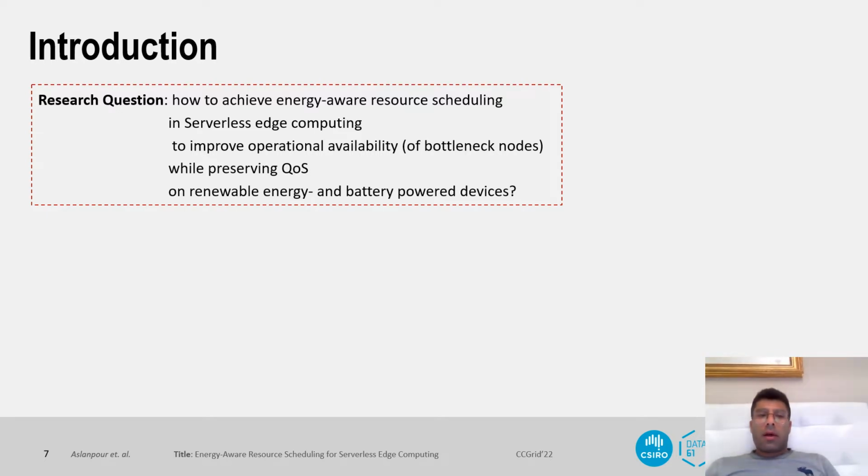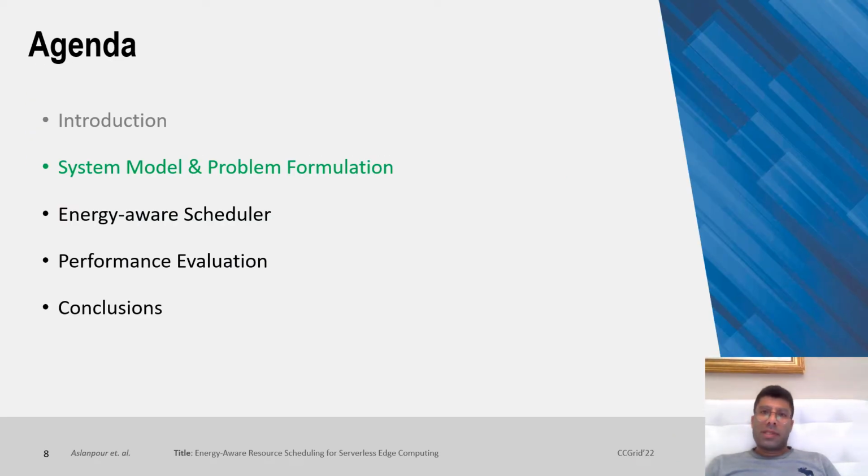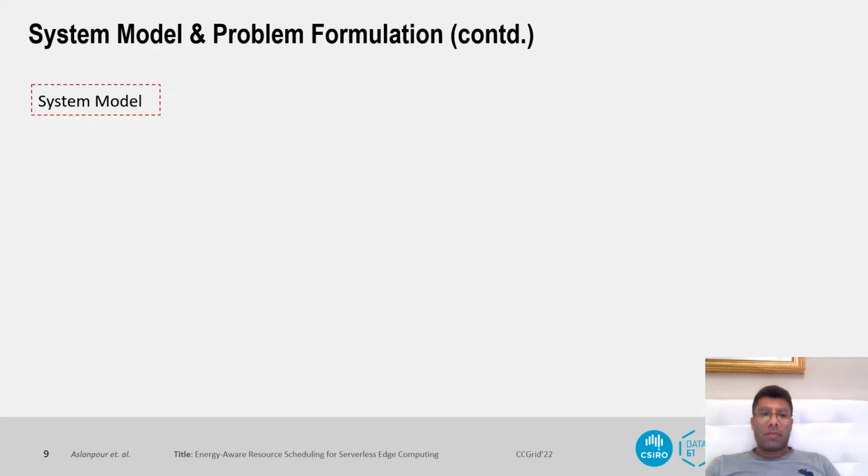Based on this, we reached this question: how to achieve energy-aware resource scheduling in serverless edge computing to improve operational availability, particularly for bottleneck nodes, while preserving quality of service on renewable energy and battery-powered devices. So we model a system for this and formulate the problem.